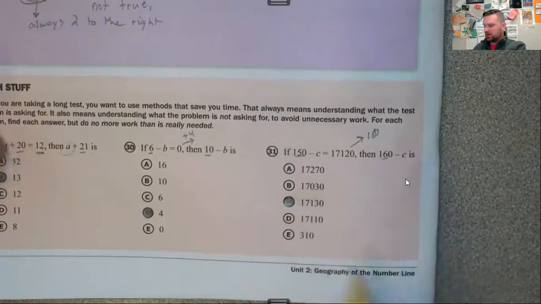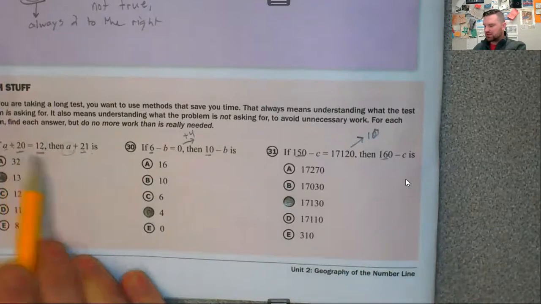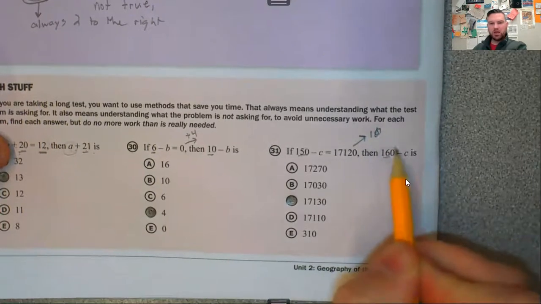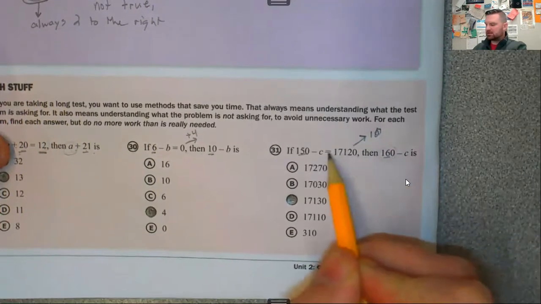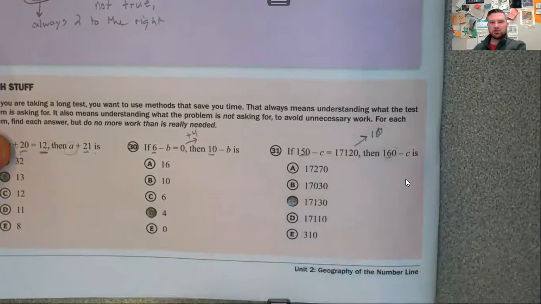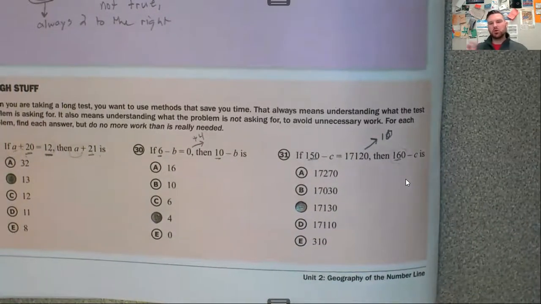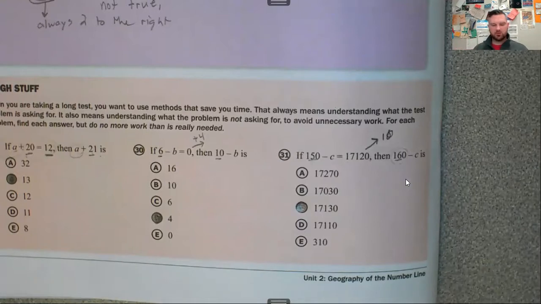17,130. Okay, be careful though, because I looked here to see what direction the number was moving. Okay, if this went to 140, then this number needs to go down 10. So you always have to look at directions on which way your numbers are moving, left or right.